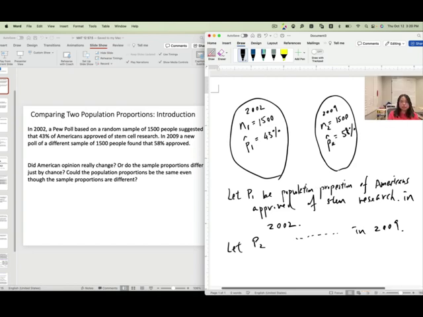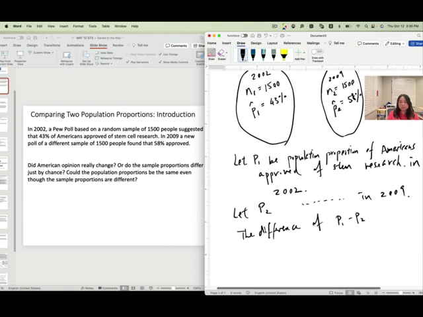Then we want to find out, did American opinion really change after a couple of years, or do the sample proportions differ just by chance? So this is what we want to do. We want to find the difference P1 minus P2. We want to see what the difference is between these two population proportions. Will they be equal to each other? Will P1 be greater or less than P2? This is what we want to know, so we find the confidence interval for the difference P1 minus P2. In this section, we are working on the confidence interval with two population proportions.